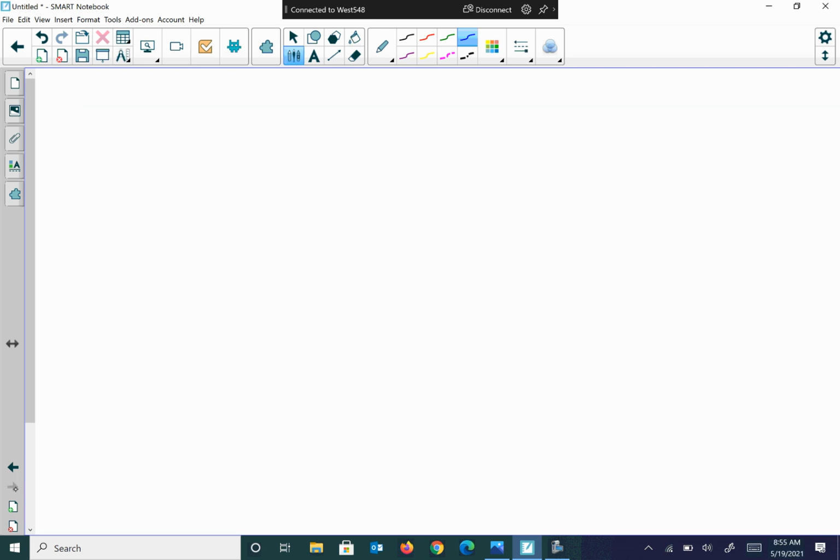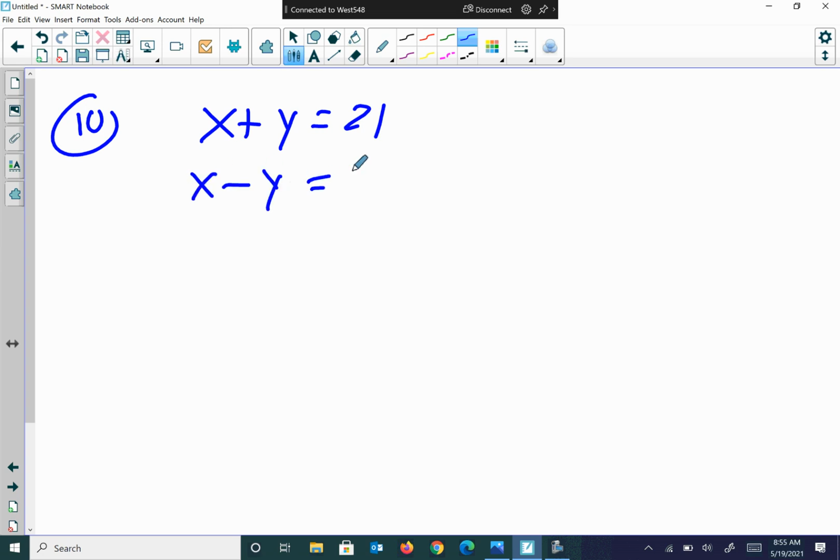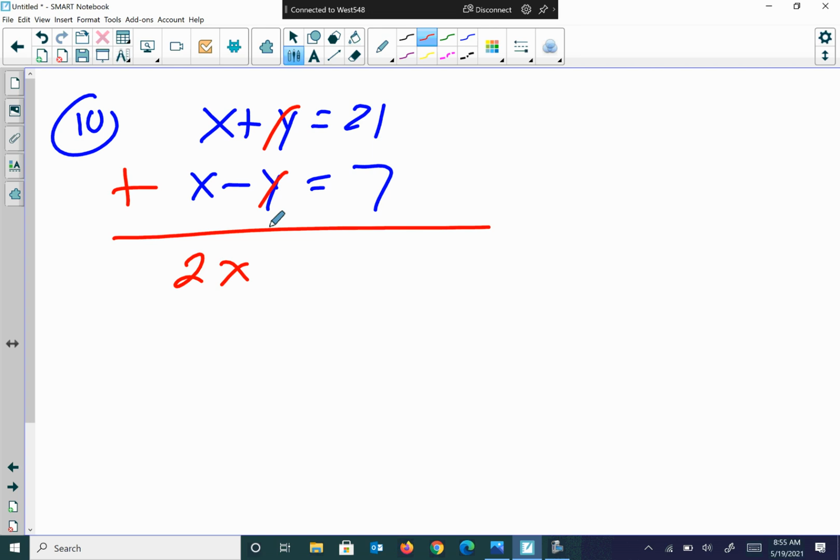Let's go to number 10. It says, find the value of two numbers if their sum is 21 and their difference is 7. So sum is 21, difference is 7. Sum means add, difference means subtract. You do x plus 7 equals 21, so 2x equals 28. You get that? Divide each side by 2. X equals 14.